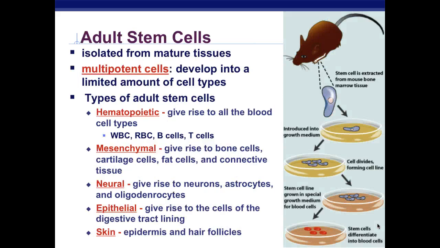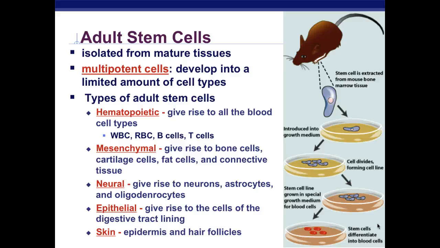So adult stem cells are isolated from mature tissues. These are the multipotent stem cells, and they develop into a limited amount of cell types. So you have your hematopoietic, which are your different types of blood cells. So you get your white blood cells, red blood cells, your T cells, and your B cells.